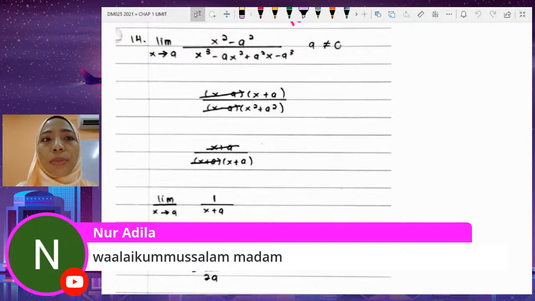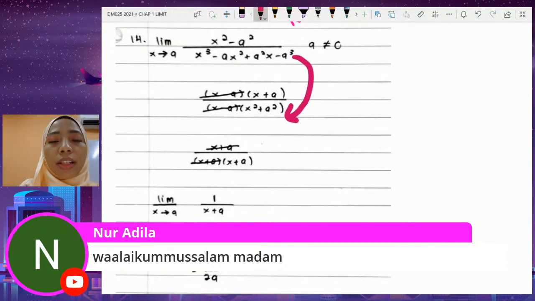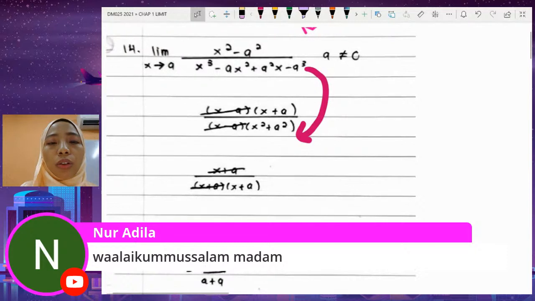Okay, this is question number 14. X square minus a square, limit x approaching a, when the denominator is this. So I did not teach you to expand like this, unless you have done the long division. Okay, long division. Mari kita buat long division. Let's do the long division together.